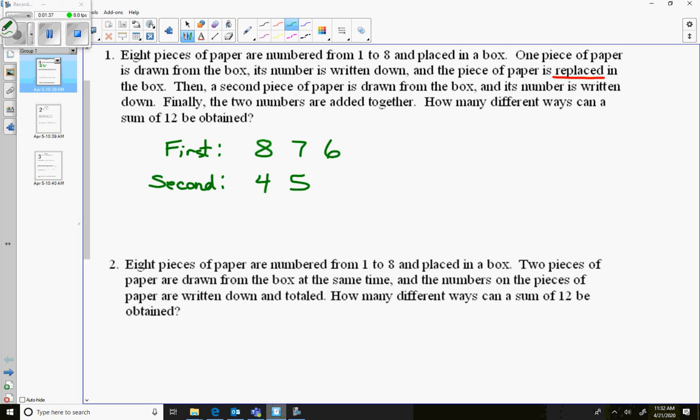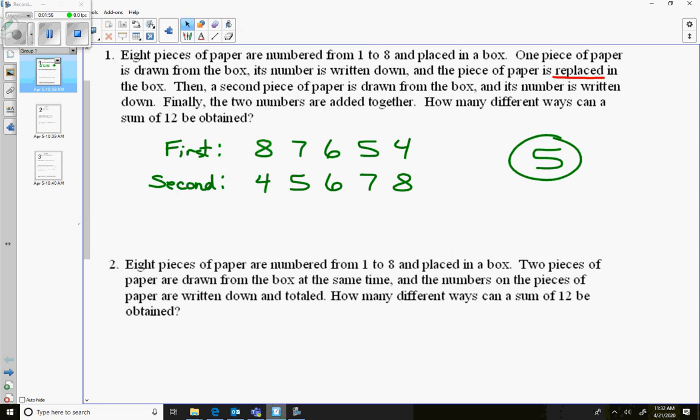First could be 6. You replace it, and you draw the 6 out again. Still a possibility. 5 with 7, 4 with 8. And so the answer to the question is there are 5 different ways that we could get a sum of 12.